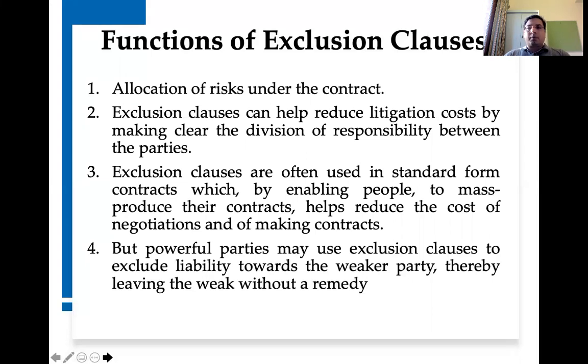However, there are problems with exclusion clauses because they enable powerful parties within the commercial sphere to exclude their liability at the cost of weaker parties. Therefore, as we will explore, there are lots of rules and regulations which try to regulate exclusion clauses and to what extent one can exclude one's liability.